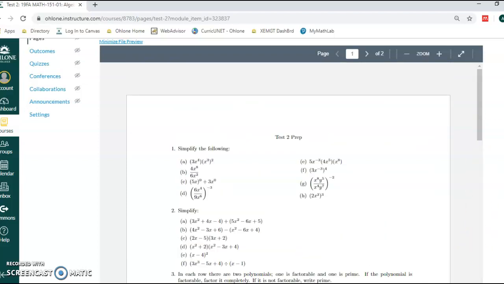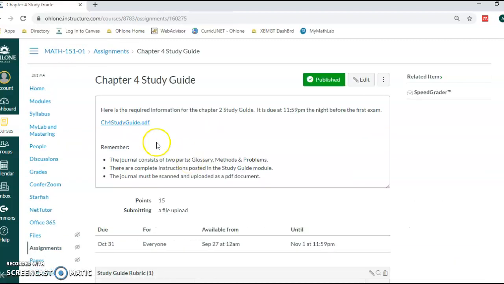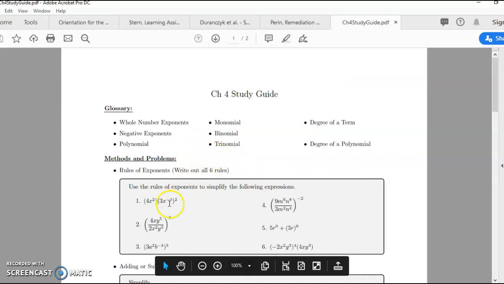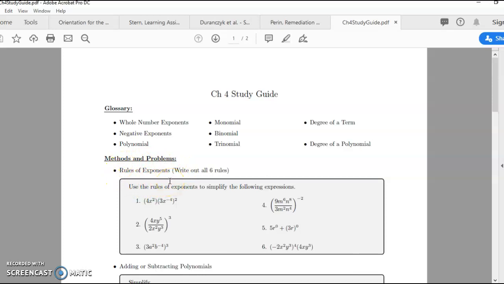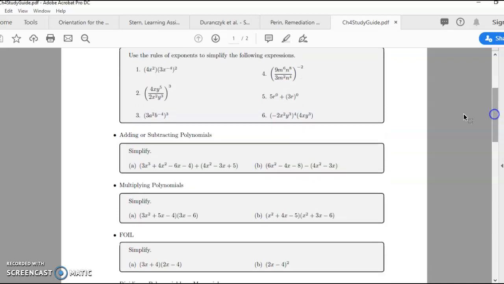A couple of things that came up on the last test. When you're doing your study guide, and you open that up, when you are asked within the methods, the bullet points, the rules of exponents, you need to write out step-by-step instructions for how you simplify these things. So for the rules of exponents, you need to write out all of the 6 rules. If it helps you to have it written out in words, write it out in words instead of writing it out in math symbols. But you're welcome to write it out in math symbols. All of these bullet points need to have written out step-by-step instructions.